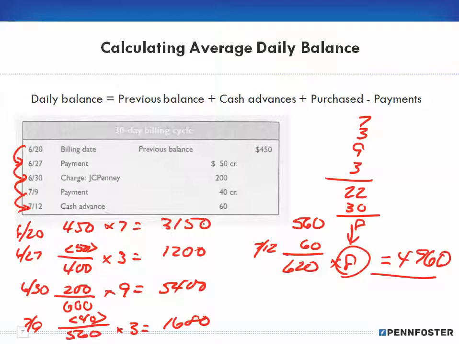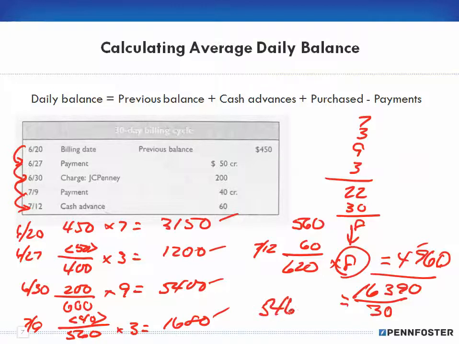Now, I'm going to add up this 3150, 1200, 5400, 1680, and 4960. When I add them all up, I end up with $16,390. Okay, so that's the total by extension, and then I just divide the 16,390 by the 30 days, and that gives me an average daily balance of $546.33 over the course of those 30 days. Right?